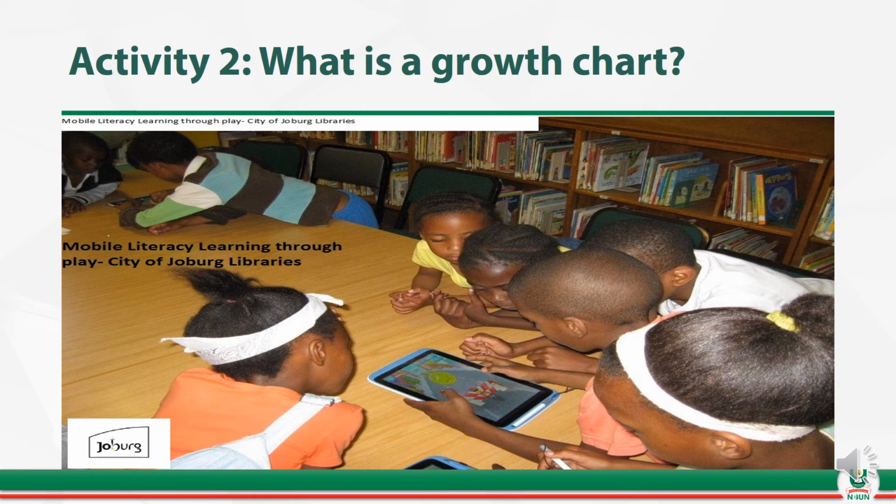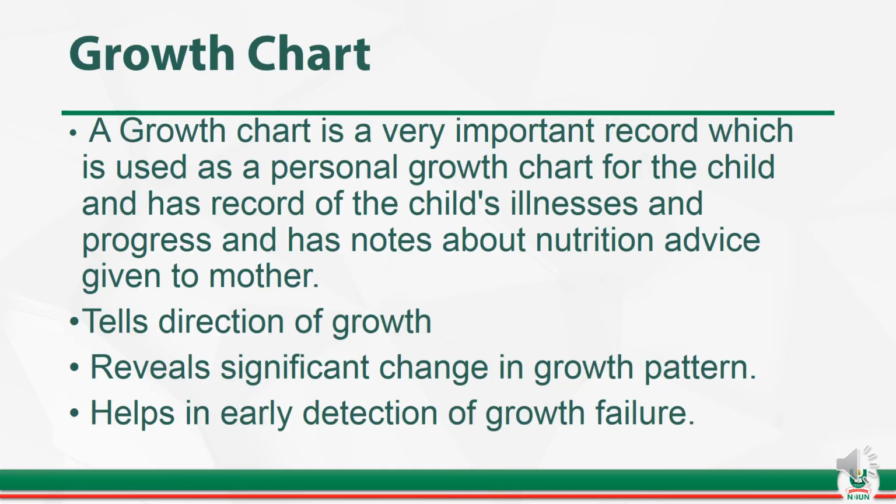So what is a growth chart? What do we understand as a growth chart? A chart is a very important record which is used as a personal growth chart for the child, and has a record of that child's illness, and it shows the progress of that child. It has notes about the nutrition advice given to the mother and how mothers are recording all that. It tells the direction of growth of that child and reveals significant changes in the growth pattern. So that helps in detecting early enough if there is anything like growth failure in that child.